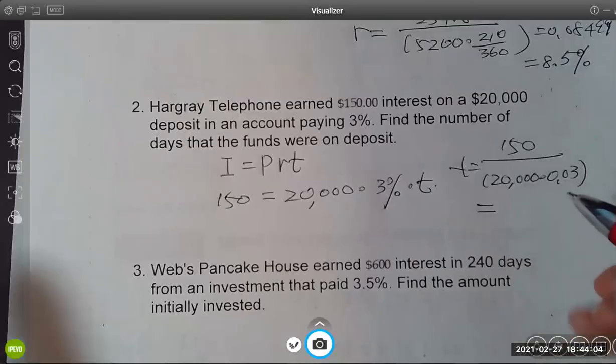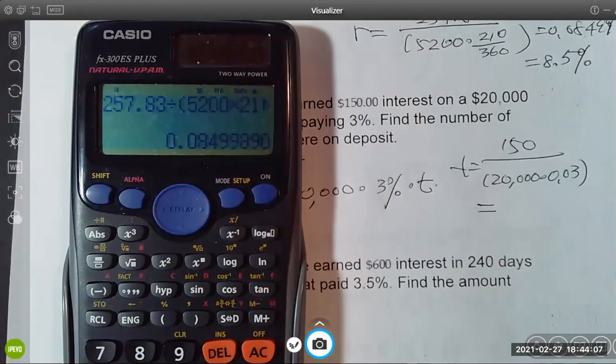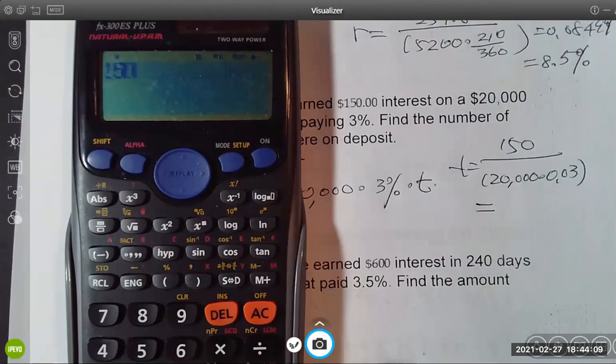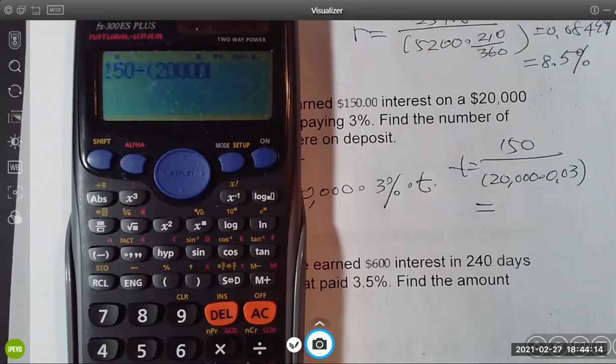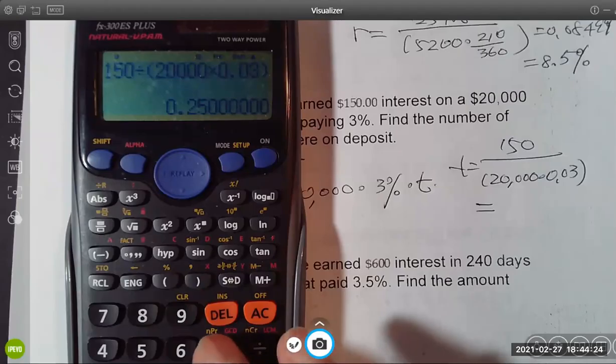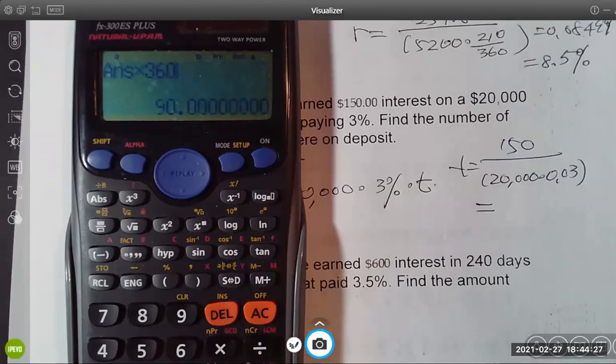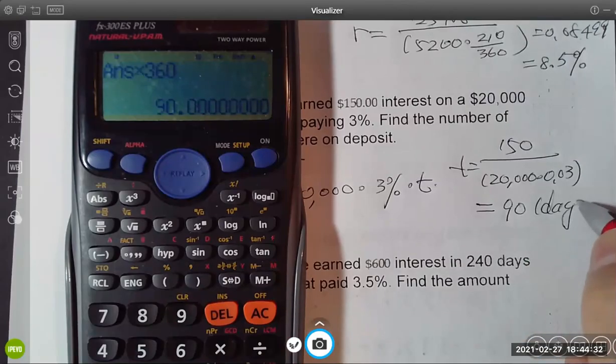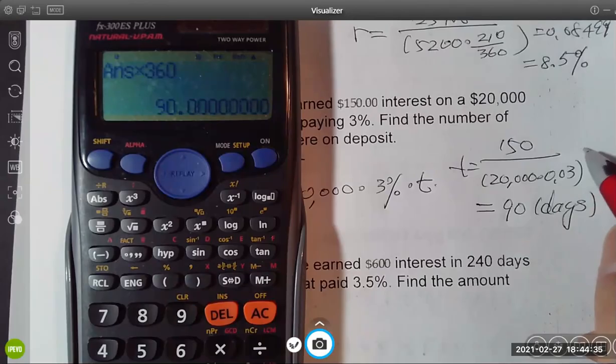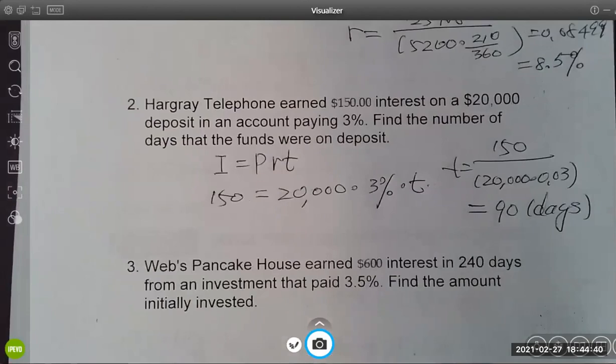So I'm going to do this using calculator and then multiply by 360. 150 divided by 20,000 times 0.03 equals, yeah, that quarter of 360 must be 90. So 90 days. Make sure you write down the units because in this formula, the right answer is in years. Without units, people would think something is wrong. Okay, third one.